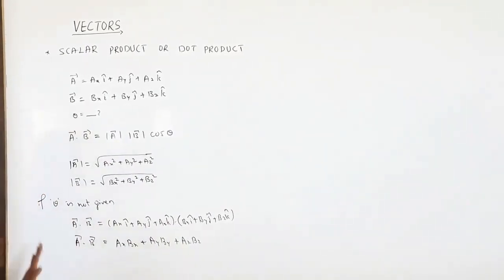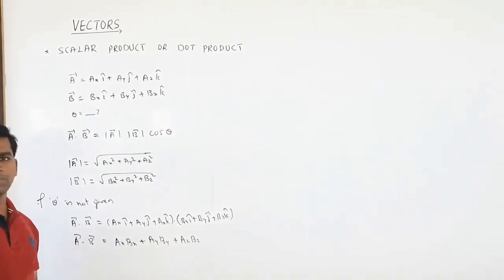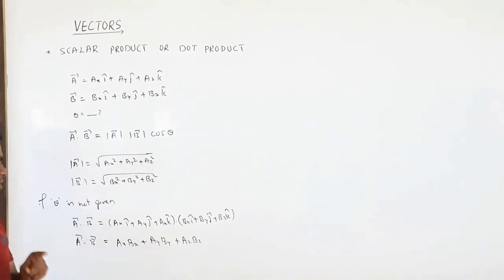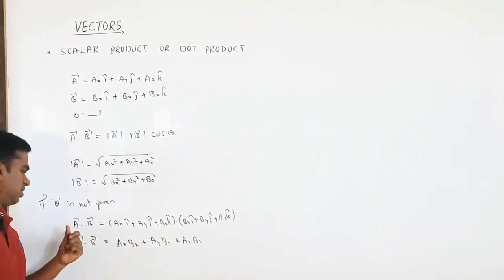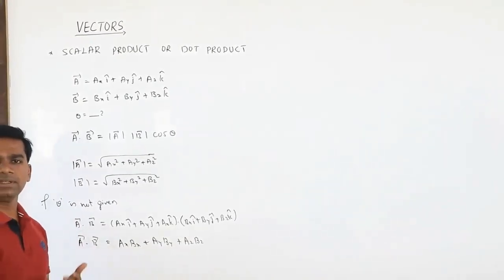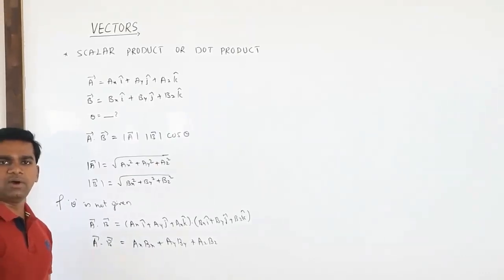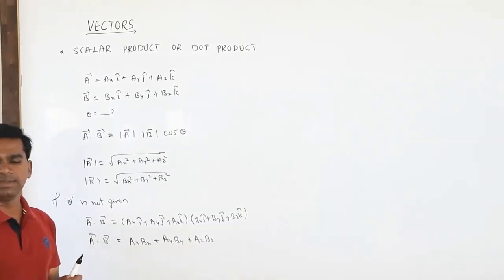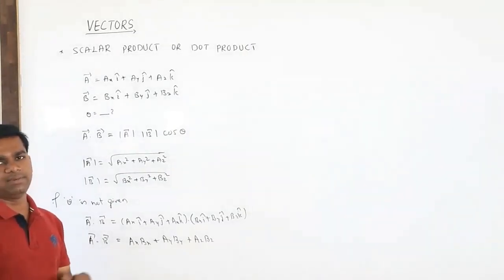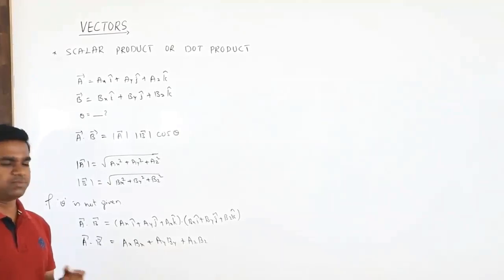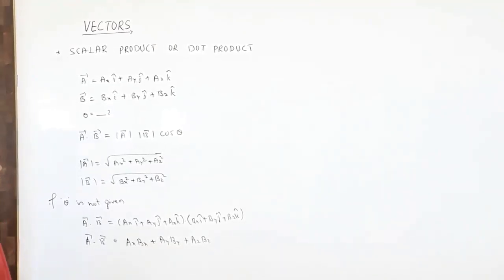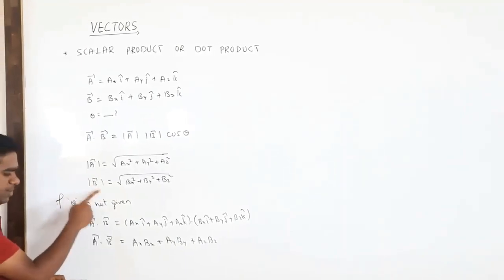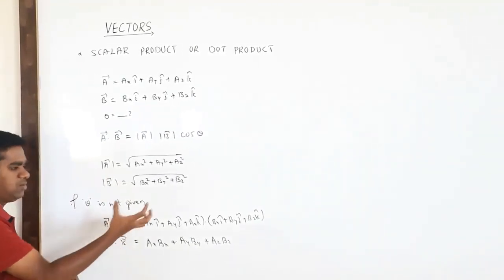Okay, so this is the basic thing we should know about the dot product. And you may ask, if theta is not given, can we find theta from A dot B? Is it possible to find theta? They may ask a question like finding theta. They will give vector A and vector B and ask you to find the angle theta. Obviously that is possible, because you are able to find magnitude of A, magnitude of B, and you know A dot B. Why not find theta?